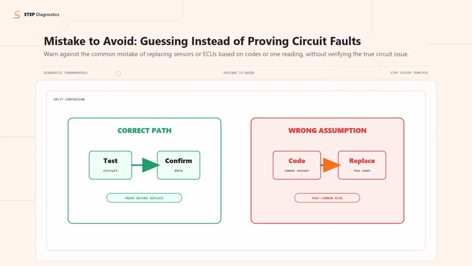Never replace a sensor just because of a code or one strange reading. Sensors, connectors, wiring, supply voltages, and grounds all affect the circuit. Prove where voltage, continuity, or load fails. Don't let a misleading scan value waste your time and money.